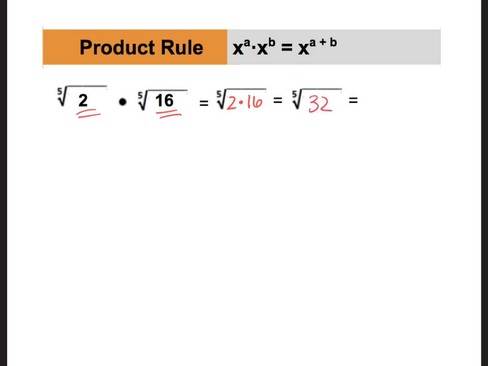And so at this point, you could type it into your calculator again. I'm going to put my 5 in first. I'm going to hit math, go down to the one that has the x root, which is number 5. Hit enter, type in 32. And the fifth root of 32 is 2. And that will be my final answer.